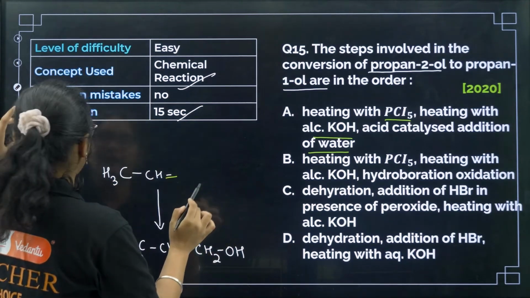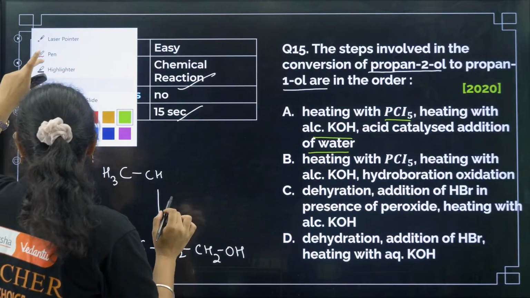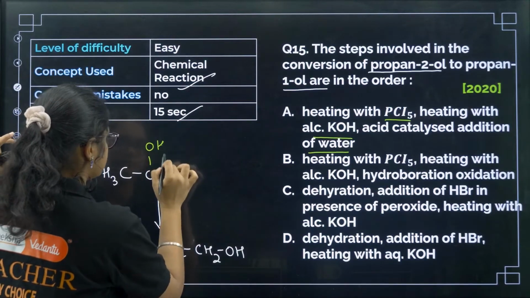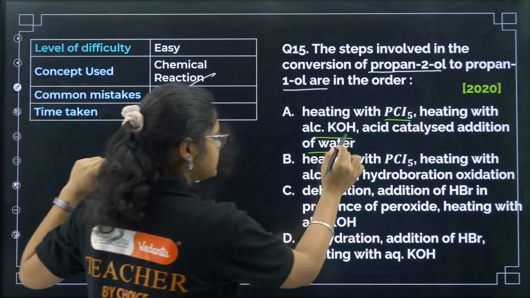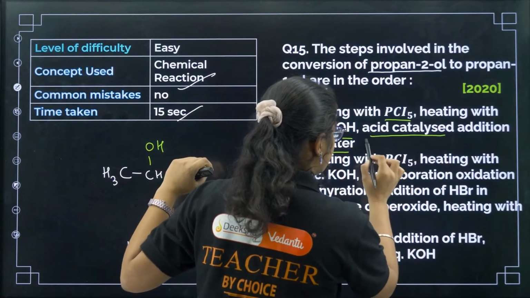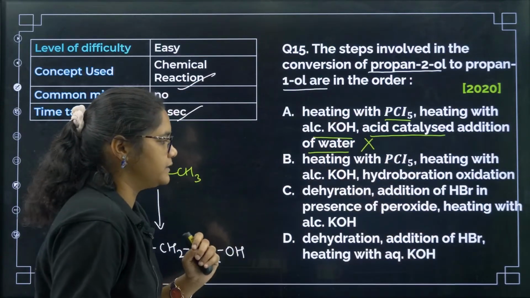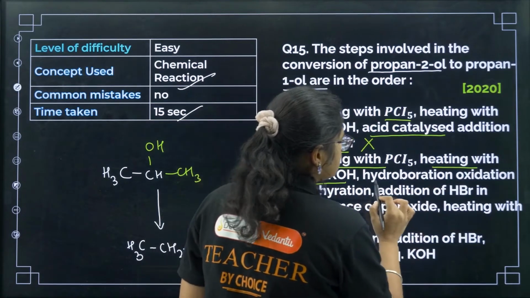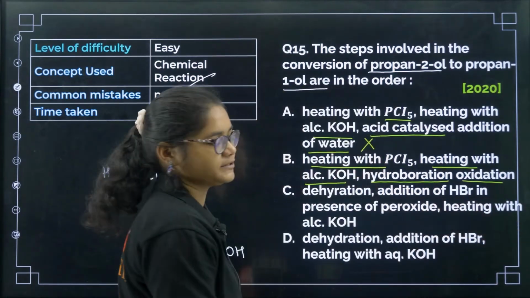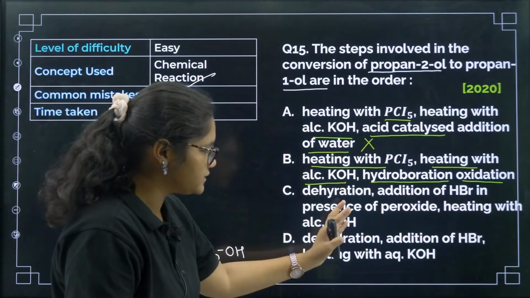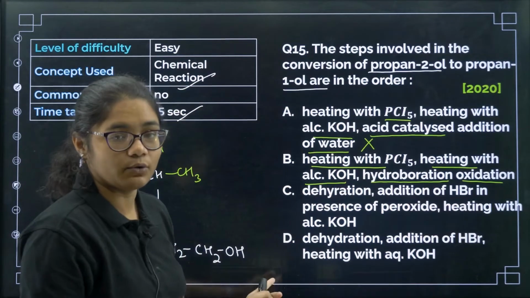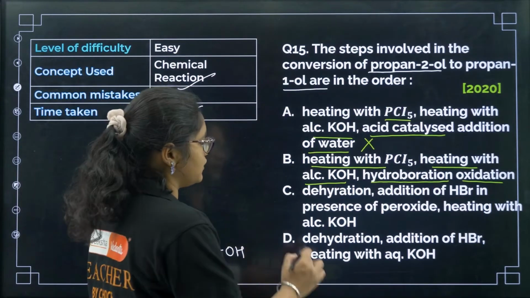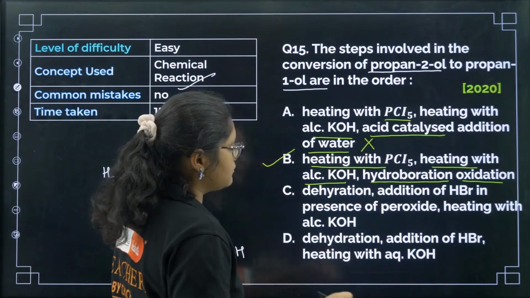So that is why we can eliminate option number 1. Okay, so I'll write what was the question. Understood why this is eliminated? Because if you do acid catalyzed, Markovnikov addition will take place. Now heating with PCl5, heating with alcoholic KOH, hydroboration oxidation reaction. Hydroboration oxidation reaction will give you propan-1-ol because it follows anti-Markovnikov's rule. So correct answer can be option number B.